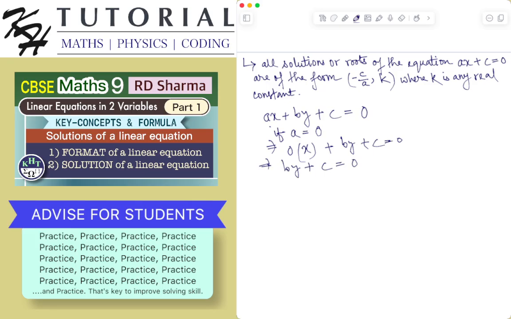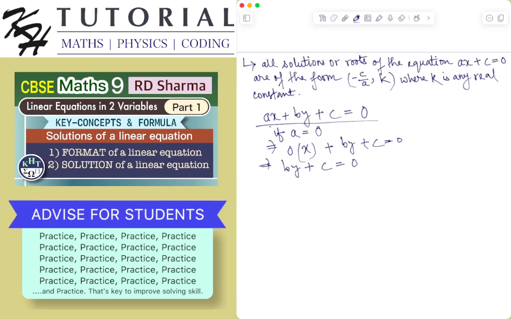So if a or b, anyone becomes equal to 0, then the standard form of the linear equation in two variables x and y will become a linear equation in one variable. So if I consider a to be 0, then we are having by plus c equals 0. This is a linear equation in one variable y.